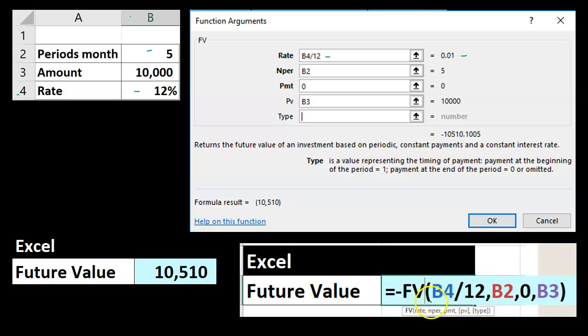And then so here we have the future value brackets, the rate, if we want to type it in this way, which we can, of course. The rate being in B4, so within B4, we have the 12%, taking that, dividing it by 12. Then we use a comma, then go to the next argument, which is the number of periods. So that's going to be in B2. So B2 is 5. And then we say comma, go to the next argument, the payment. That's going to be 0 because this is not an annuity. We're talking about a single sum. And then the next argument, B3, is going to be the present value. That's in B3. That's the 10,000.